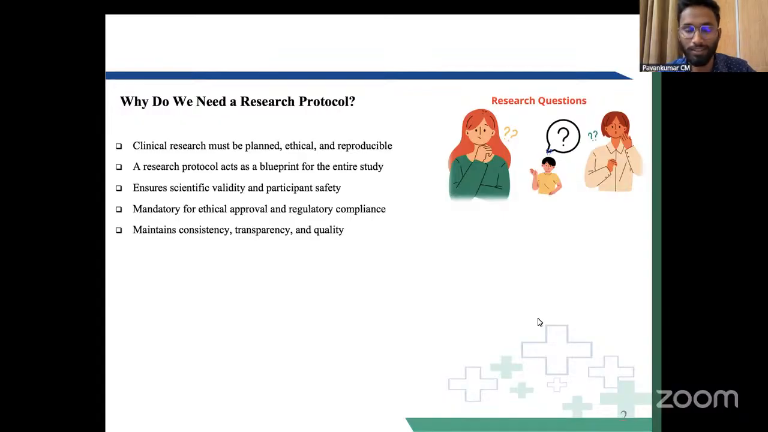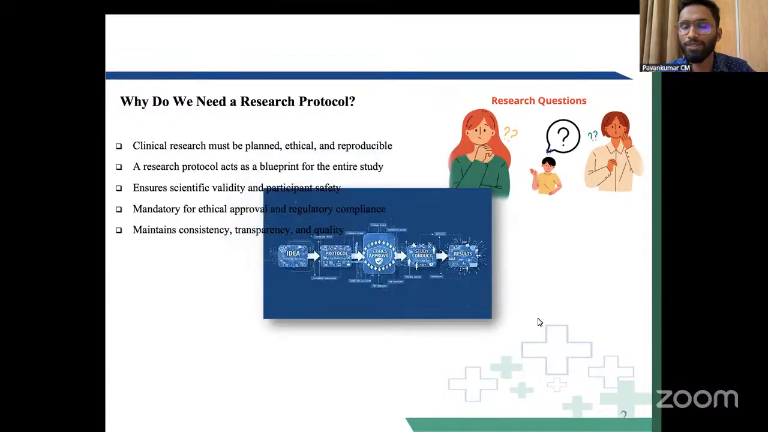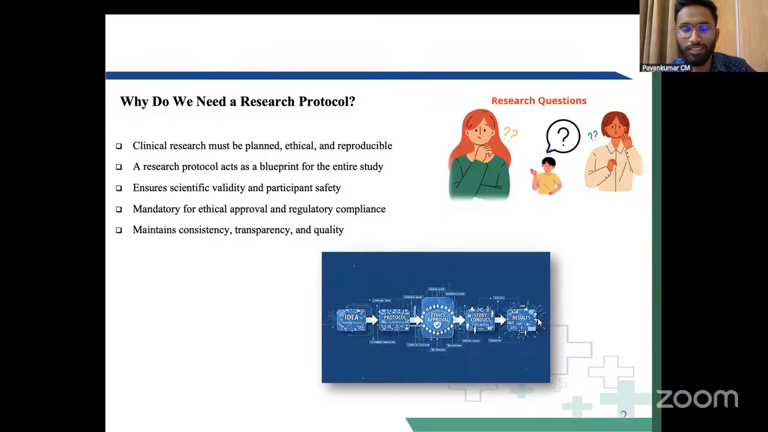Coming to the ethical committee, we will get ethical committee clearance only if our protocol maintains standards, provides patient safety and standard ethics, and it is mandatory for ethical approvals and regulatory compliances. Maintaining consistency and transparency is very important, and maintaining the quality of research till the end is also very important. First we generate an idea, then we prepare a protocol as a team, then we go for the ethical approval, then the study will be conducted, then we get the results.